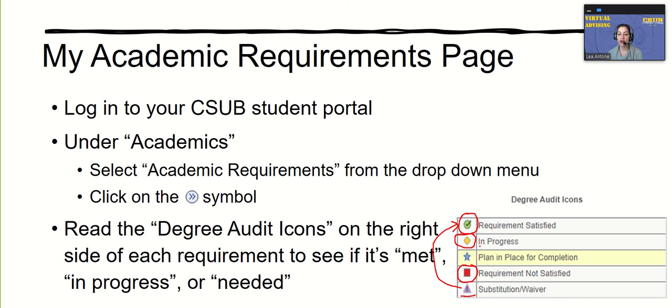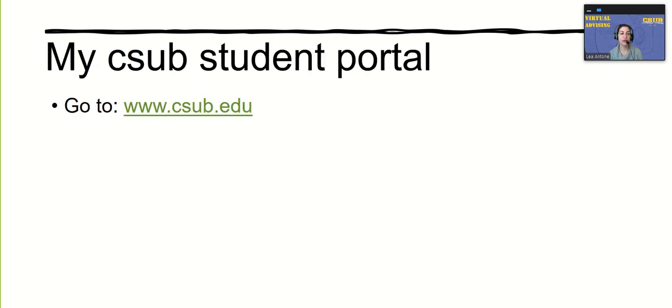Now, coursework in progress, this only applies to courses at CSUB. So if you're transferring in or you took a class at the community college and it's currently in progress, we may have transcripts on it, but until the final grade is posted, you're not going to see that class in your My Academic Requirements page. If you have your advising appointment, I'll make a note: this class is in progress so that we're both aware of it. But officially it won't show up here until it's already been met. So let's go to your MyCSUB student portal so I can show you how this works.